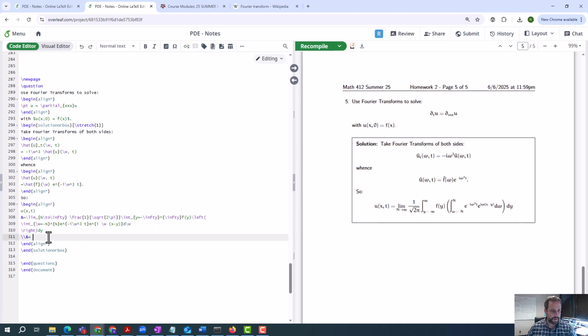I just want to copy and paste this whole thing. Okay. We're going to have this. Okay, so let's get rid of this. Let's get rid of this. And then I want to go ahead and put the f on the other side of the integral. So I'm going to have it like this.